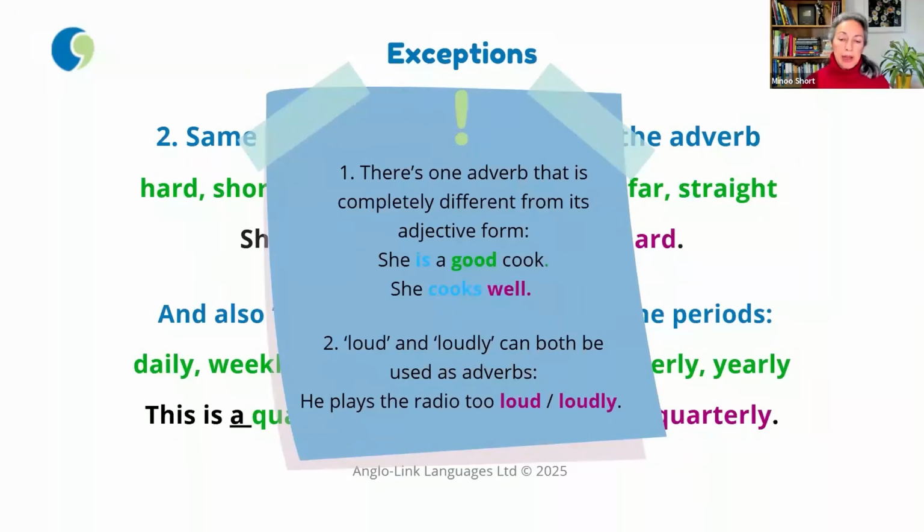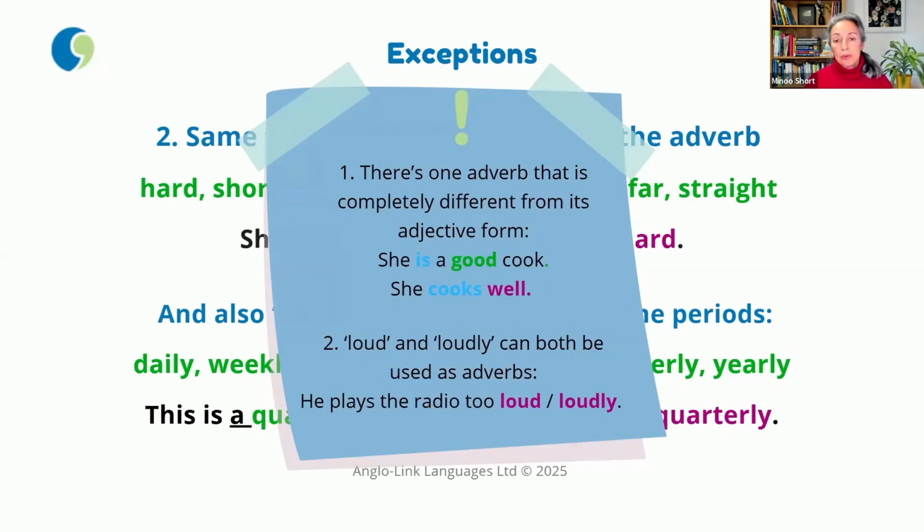Second note is about the adjective loud. Loud has an adverbial form, loudly, but both loud and loudly are used as adverbs. So you can say he plays the radio too loud or too loudly. Both are acceptable in standard English.